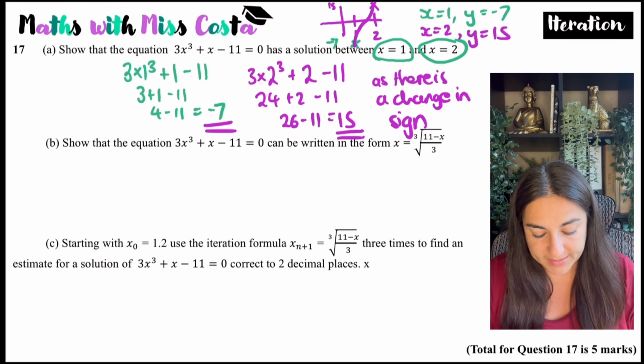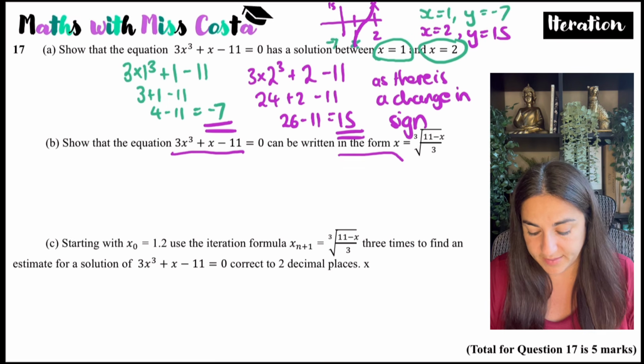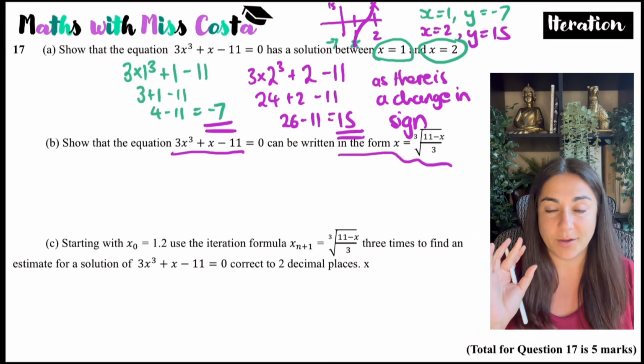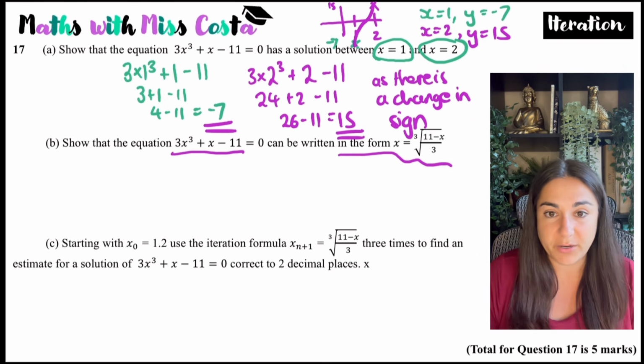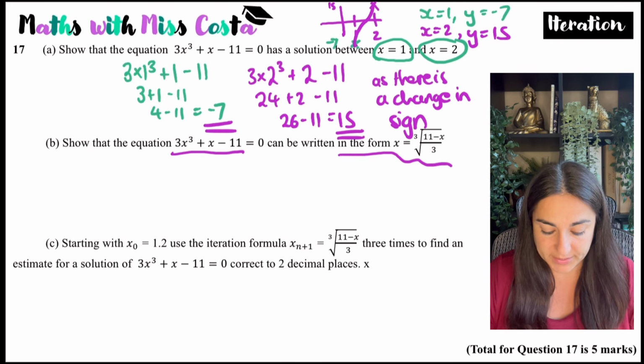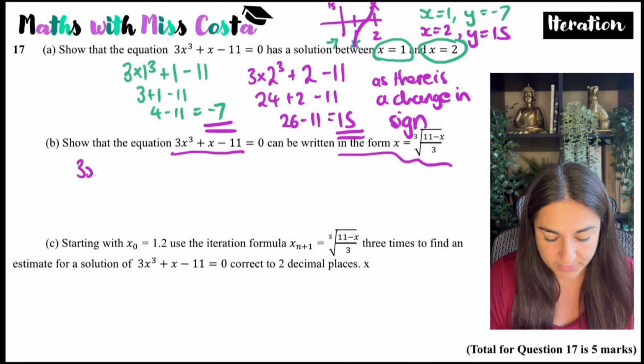Now the next part says show that this equation can be written in the form given. Now all of this is just rearranging equations. That's all you need to do. So let's just think about how we can rearrange this equation.